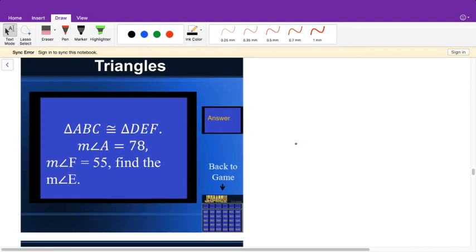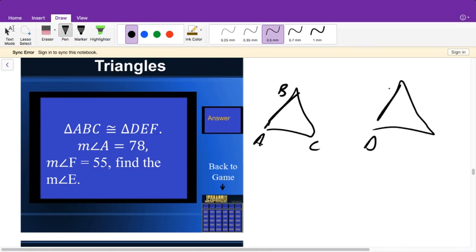All right, for here, we know that triangle ABC and triangle DEF are congruent. So ABC and DEF. All right, I know that A is 78, and I know that F is 55, and we're saying solve for the measure of angle E. Well, E and B are in the same position, so they correspond. So E and B are equal and congruent.